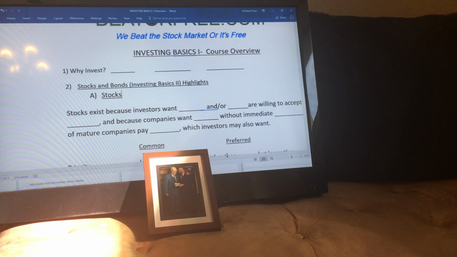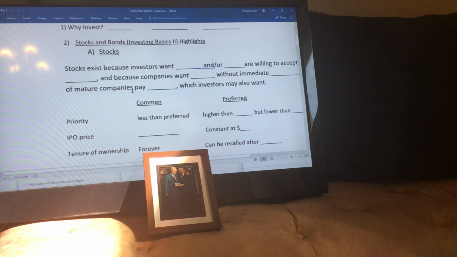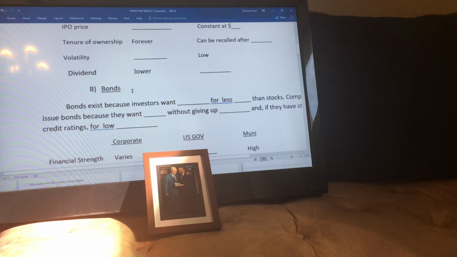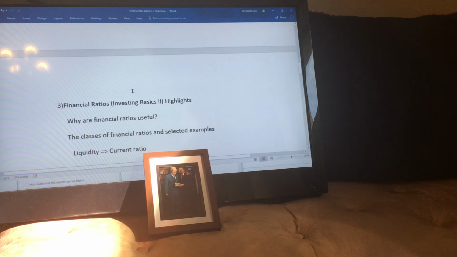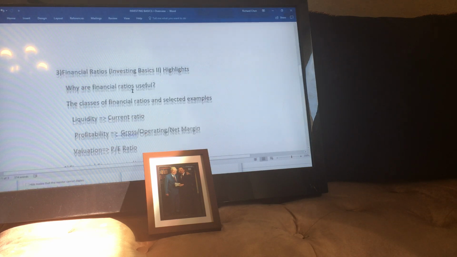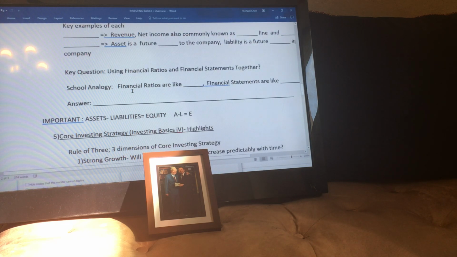You should be able to find part 1 on YouTube with the same syllabus, the first half of the syllabus. In part 1 we went over point 1, why to invest, and point 2, stocks and bonds, and that's actually where we stopped. So today, in this half-hour video, we're going to go over financial ratios, financial statements, and talk a little bit about growth, but basically a core investing strategy.